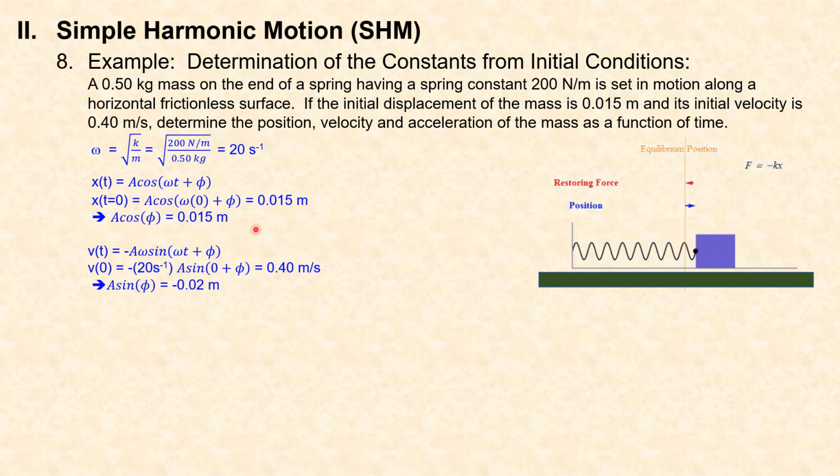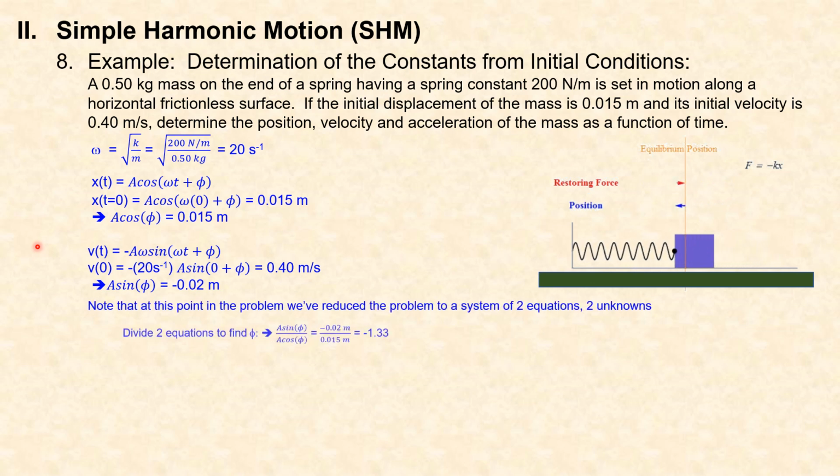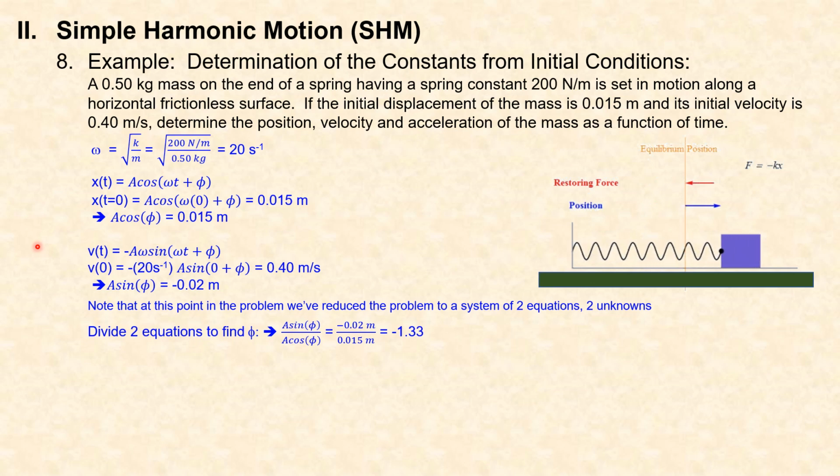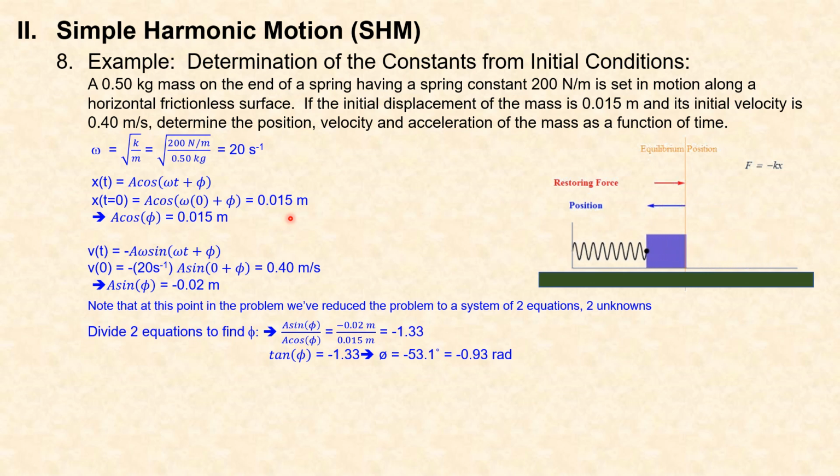So right here, we have two equations expressed in terms of the same two unknowns. We basically just have to solve the system of two equations, two unknowns. There's more than one way to do this, but perhaps a simpler way would be to divide one equation by the other. If I divide the second equation for the velocity by our equation of motion, notice what happens. The A sine phi over A cosine phi, the A's cancel out, and the sine over the cosine gives us a tangent. So we find that the tangent of our phase constant is minus 1.33.